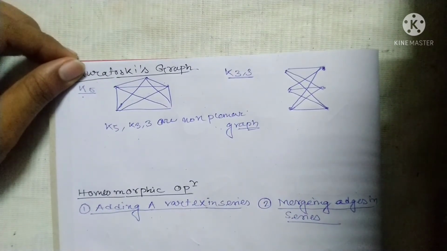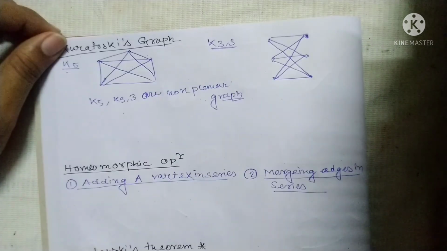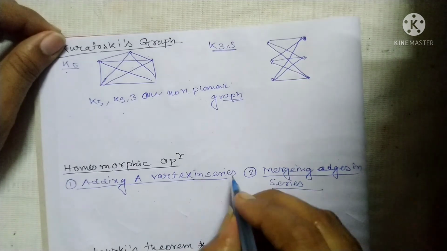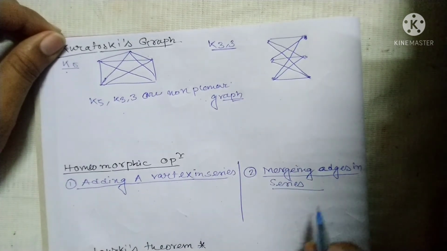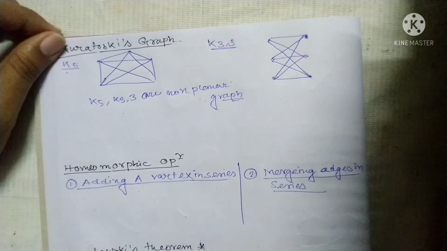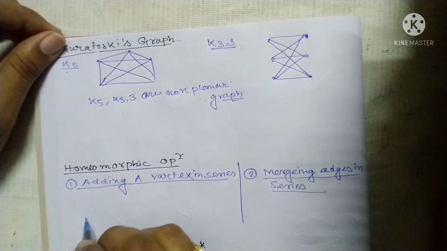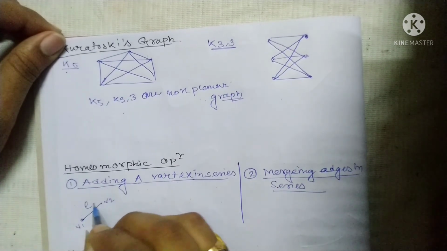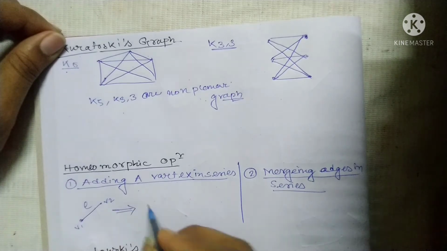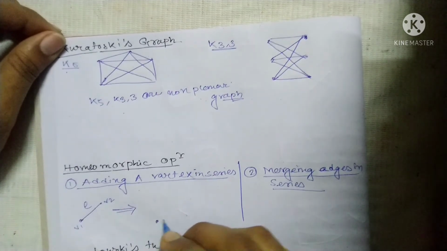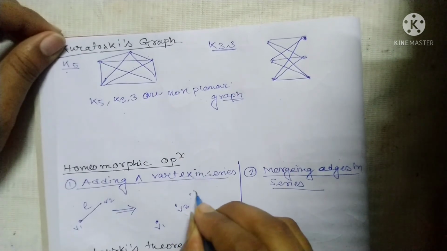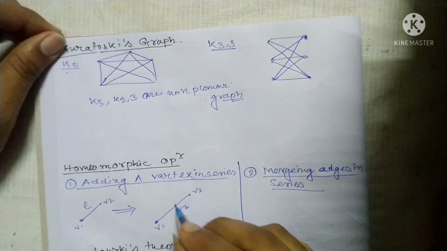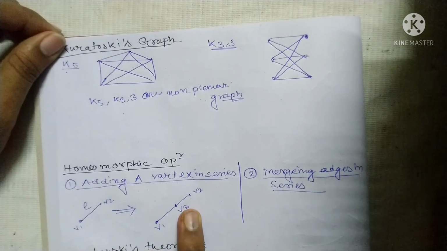Now we need to define some operations. The operations are called homeomorphic operations. These contain two sub-operations: adding a vertex in a series and merging edges in a series. Adding a vertex in series means, suppose V1 and V2 are two vertices and E is the edge. In this series we can add one vertex, like V1, V3, V2. So we add the vertex in between V1 and V2. This is called a homeomorphic operation.